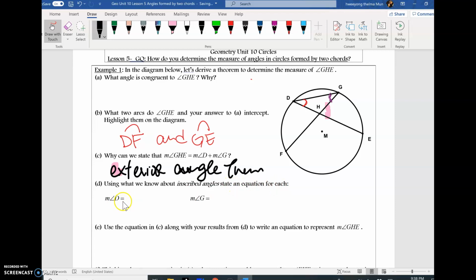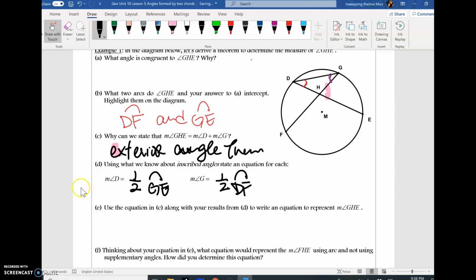Right? So knowing those are inscribed angles, state the equation for each. So the measure of angle D. How do we find the measure of angle D? Well, this angle D is an inscribed angle, and to figure out the measure of angle D, we could actually find one half of arc GE, right? It's half of the intercepted arc, and angle G will be the same. It will be half of the intercepted arc, which is arc DF.